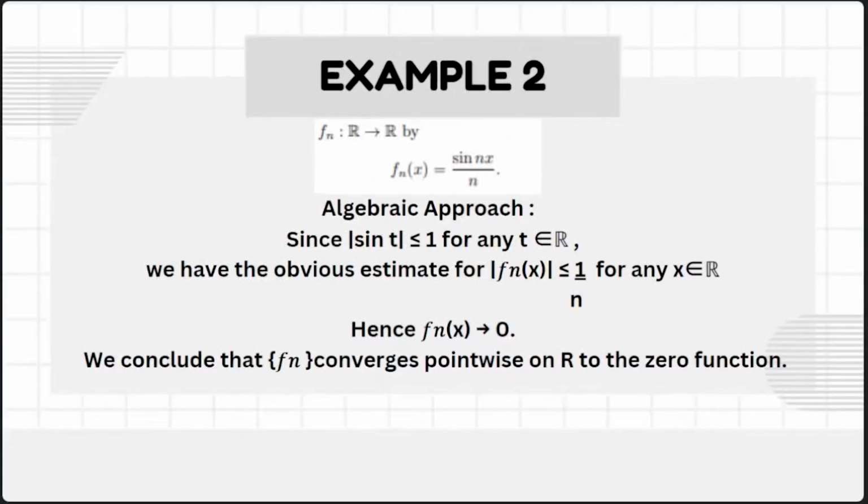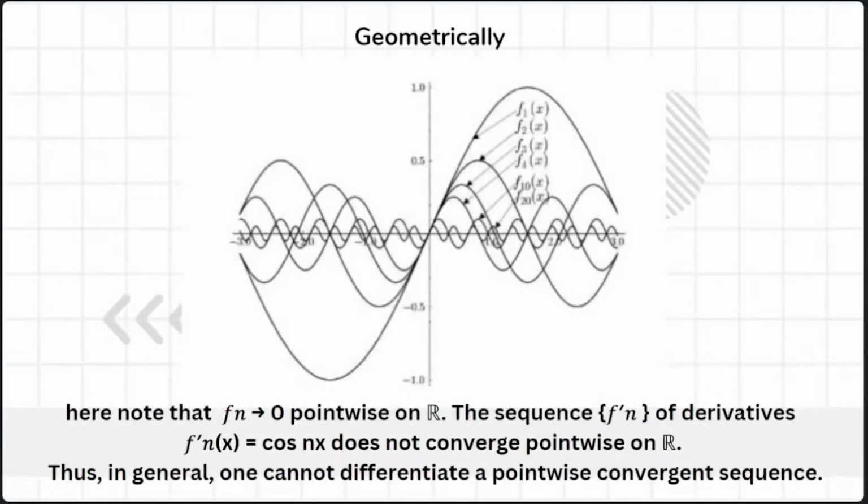So as n tends to infinity, it has to tend to 0 because 1 upon n tends to 0. So we conclude that the sequence fn converges pointwise on R to the 0 function. Geometrically it looks something like this. Here also note that if fn tends to 0 pointwise on R, it doesn't mean that the sequence of the derivatives of the functions also converges.